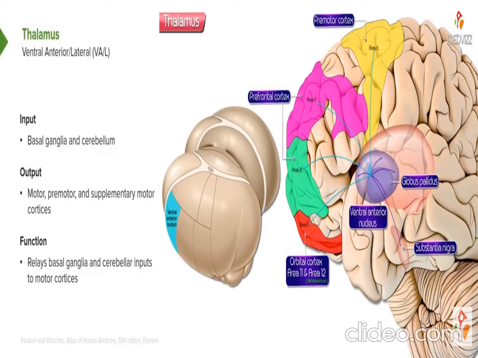And the next one is the ventral anterior and ventral lateral. Both nuclei receive their afferent fibers from the basal ganglia and the cerebellum and give their efferent fibers to the motor and the premotor areas. And both nuclei play a major function in maintaining motor integration.